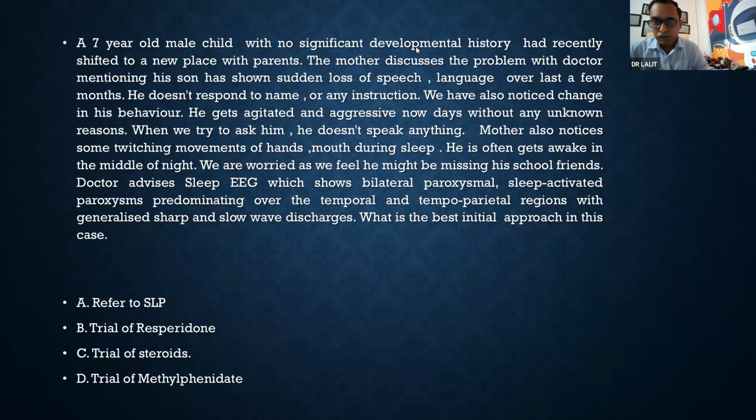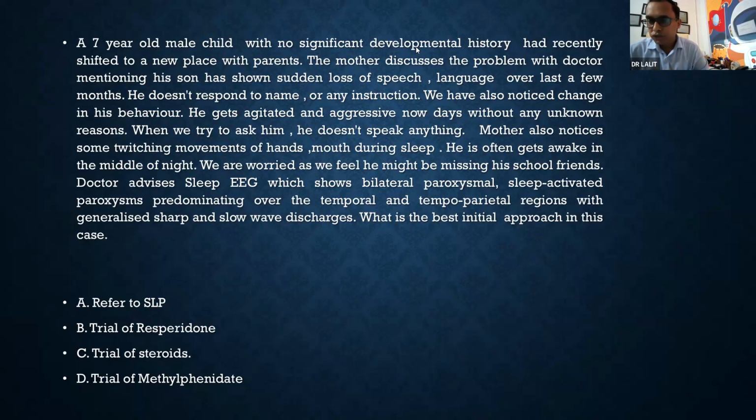But in case of regression autism, the typical age of regression will be somewhere around 3 to 5 years. But here, the age of presentation with regression of speech came out to be at the age of 7 years. So the most likely presentation is that this child has LKS. So in LKS, we always give a trial of steroids.